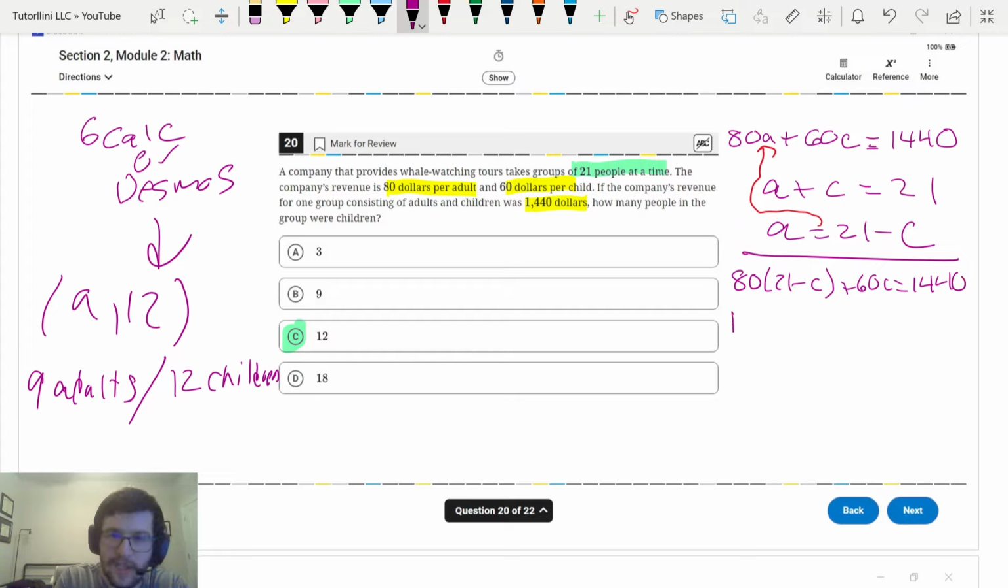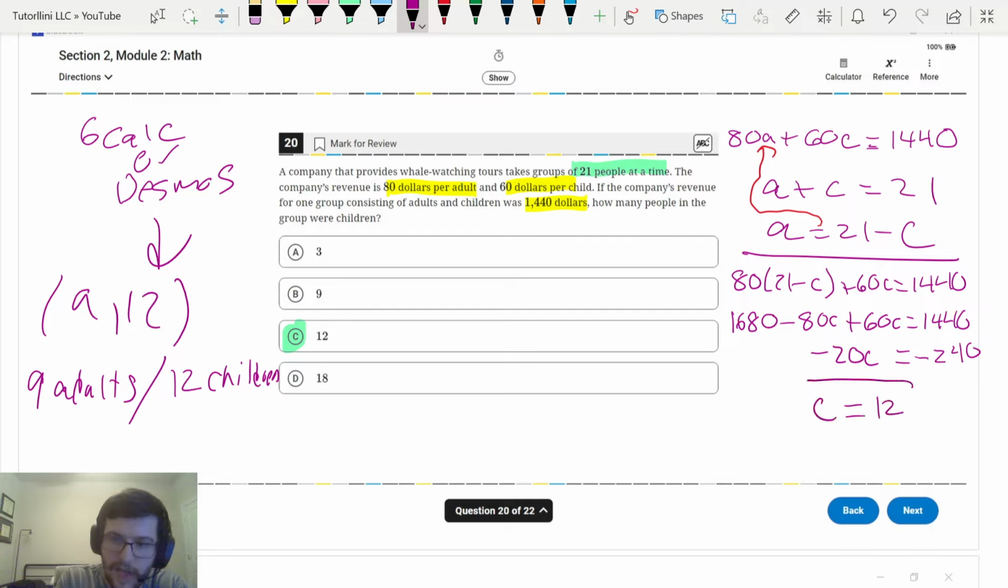And that gives you 1680 minus 80C plus 60C equals 1440. Combine some of the like terms and you get negative 20C. And then if you subtract 1680 over to the other side, you get negative 240. And now if I divide both sides by negative 20, I should get C equals 12. I'm not that good at arithmetic. I just have this all written down. That was probably, to me, the easiest way to do it by hand. You could have used elimination, but to me, that was the easiest way to do it by hand.